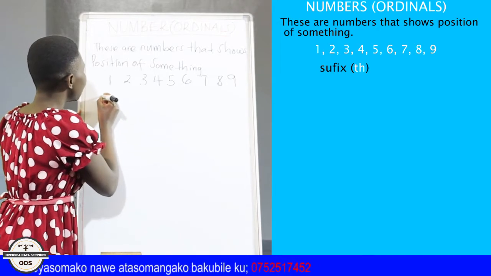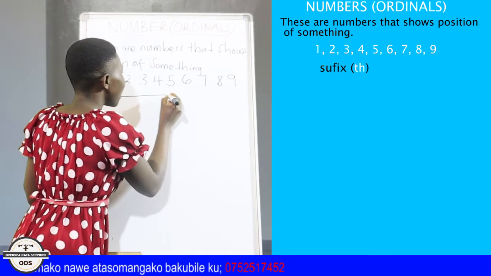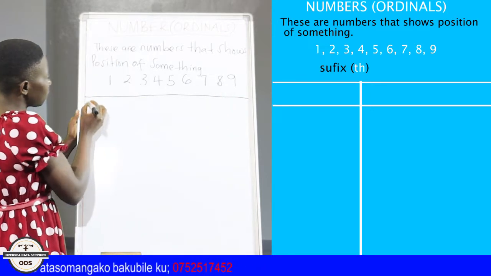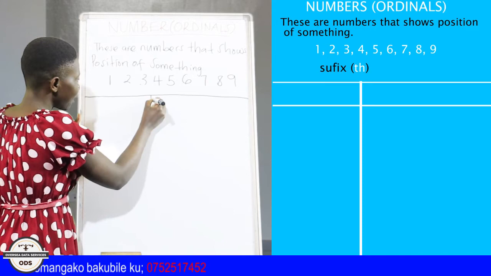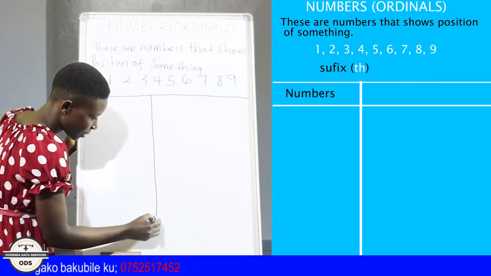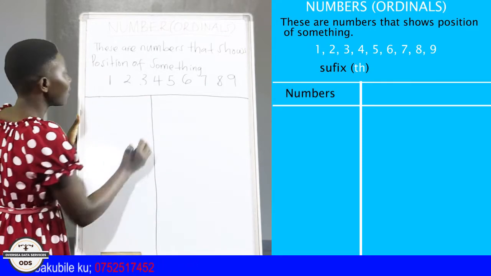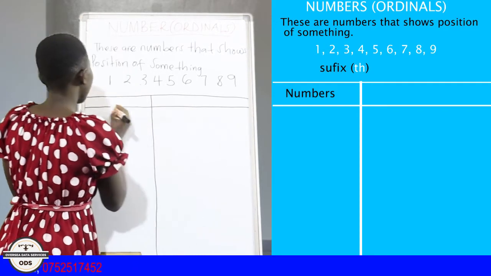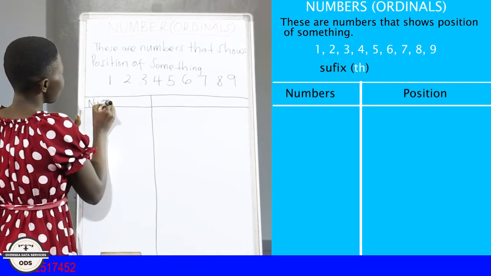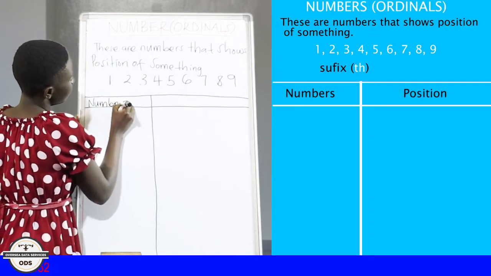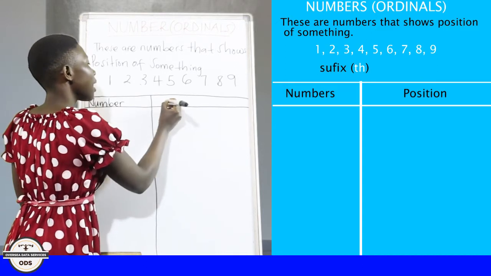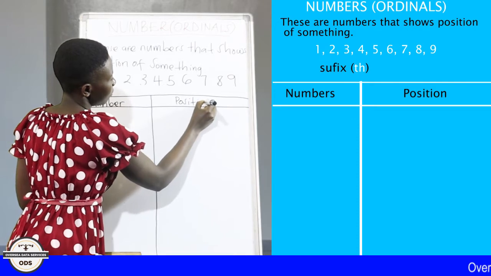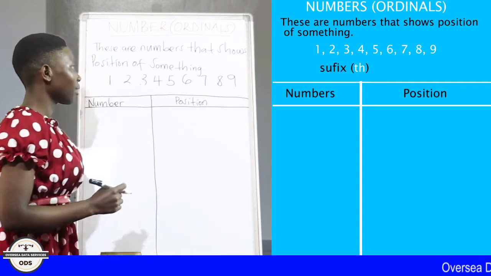The table has 2 columns. The first column is showing us the numbers, then the second one is showing us the position. We have numbers here, then position this side.